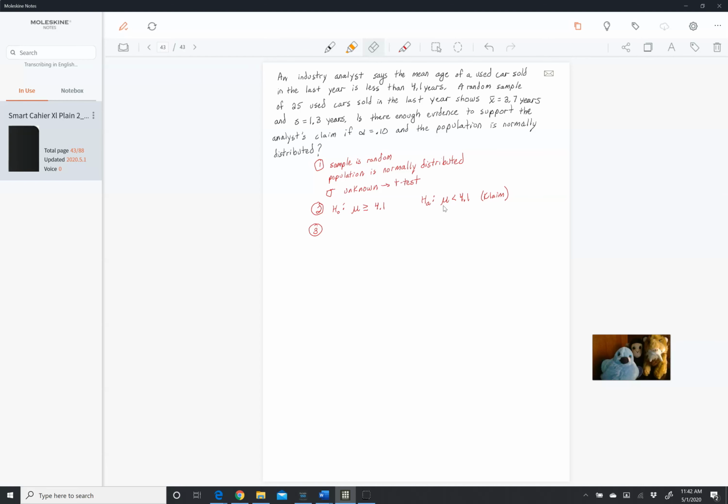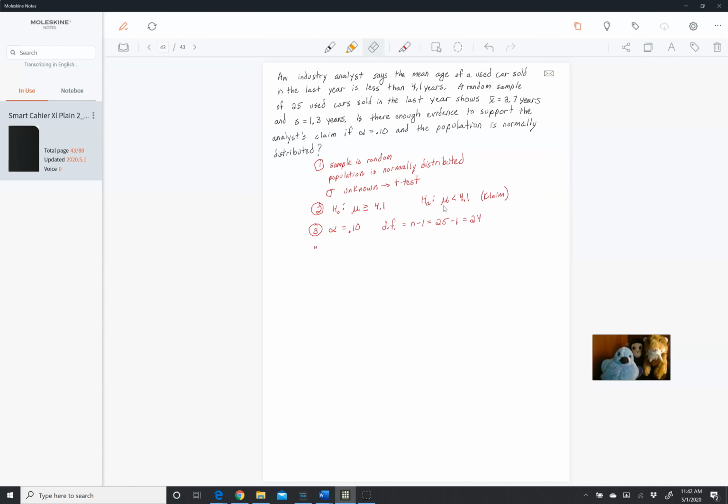Now we're going to identify our level of significance and our degrees of freedom. Our level of significance is given to us as 0.10. Our degrees of freedom is our sample size minus 1. The sample size is given to us, it's 25. So our degrees of freedom is 24.